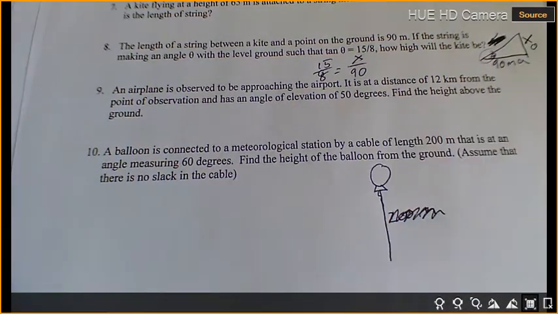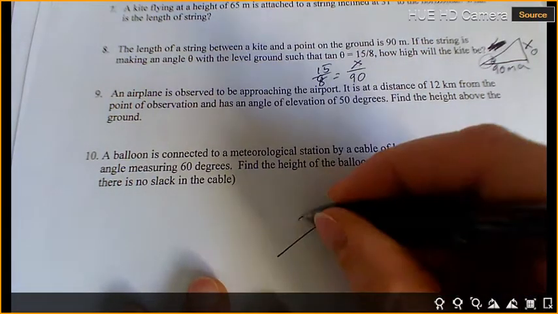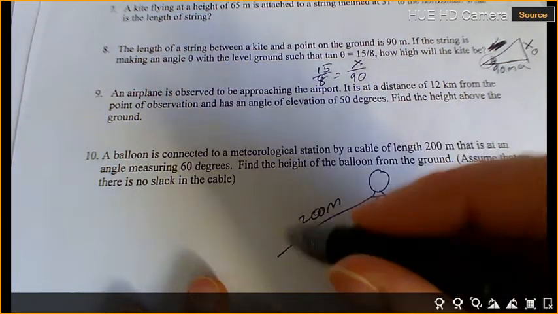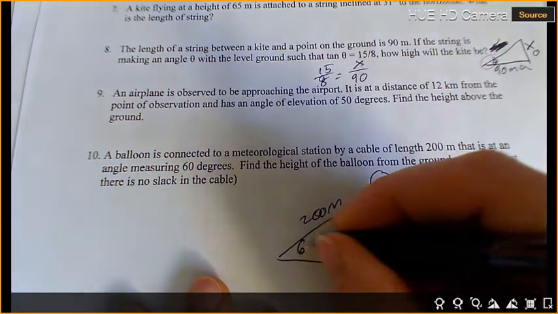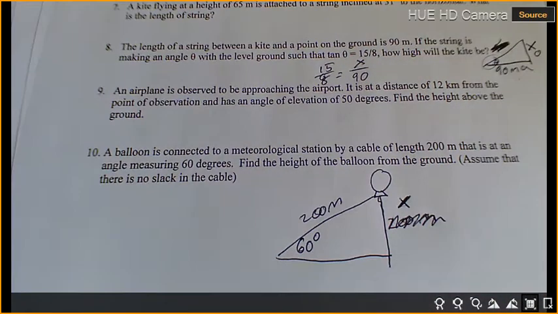A balloon is connected to a meteorological station by a cable of length 200 meters. It's not straight up, so it's blown away. This is 200 meters. An angle measures 60 degrees. Find the height of the balloon. Okay, so that's our picture for number 10. All right, so that's 200.